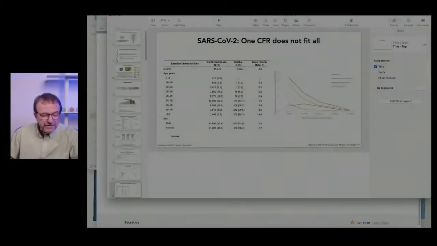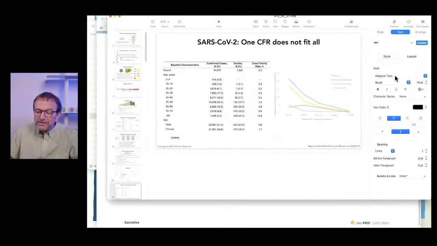I got another font issue here. Let's fix that. I missed all these. I went through. China CDC Weekly. Okay.